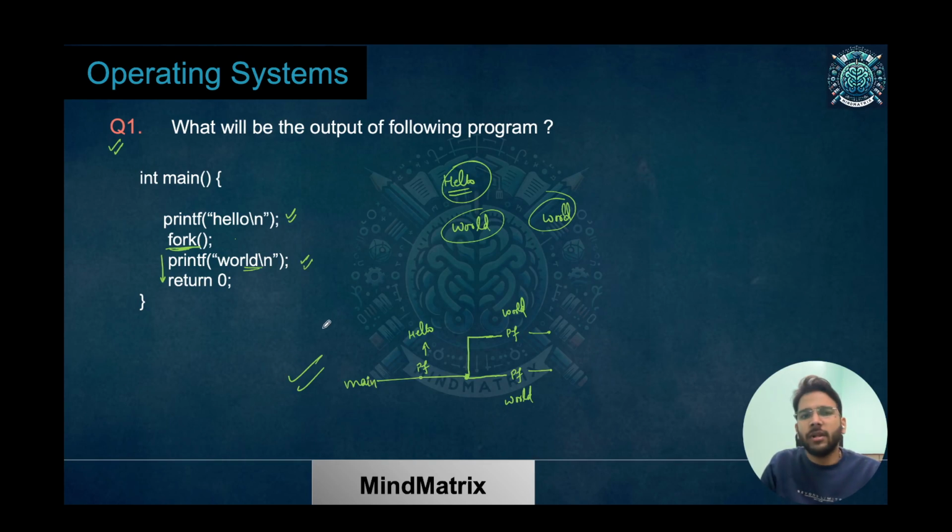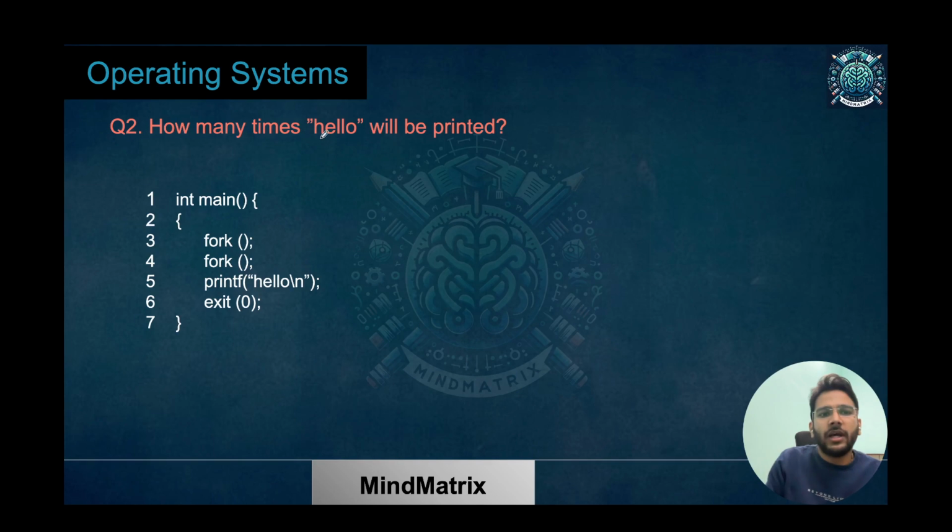If it is simple, then you can directly solve it. Now how many times will hello be printed? What about this one? Here you have int main, then 2 fork system calls, then printf hello, and then exit 0. So let's make the process graph. We have main here, then we call the fork system call. The child process will be executing now, and the parent also. Again, you are calling the fork system call.